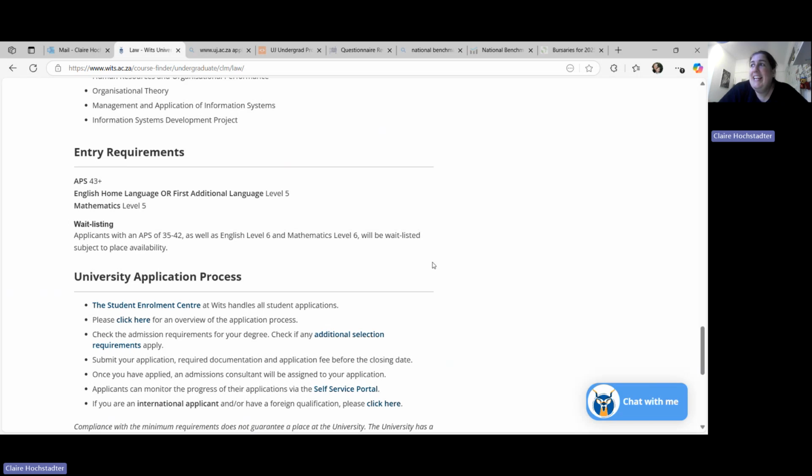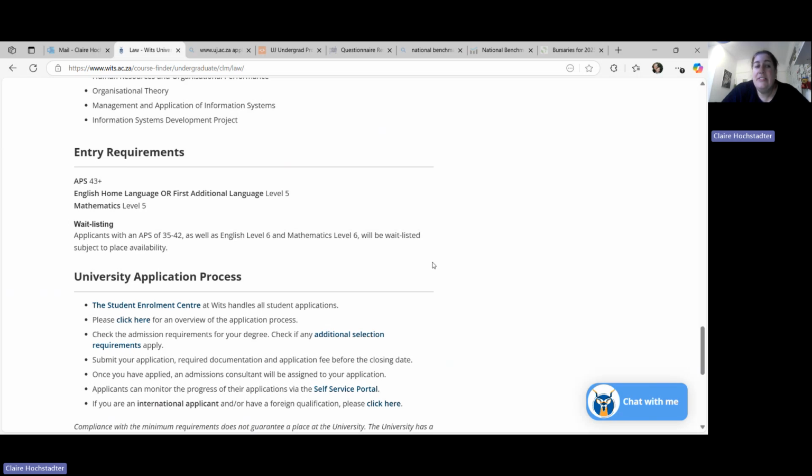The challenge is that it means that you don't know. So it may be that actually there aren't any places available, or that they're offering it to someone else that has been waitlisted. Okay, so it is a lovely position to be in, but it doesn't mean anything is guaranteed. But what you can see here is that they are saying if you are between 35 and 42 points, and you will see English at level 6, which is a 70%, and math at level 6, which is a 70%.